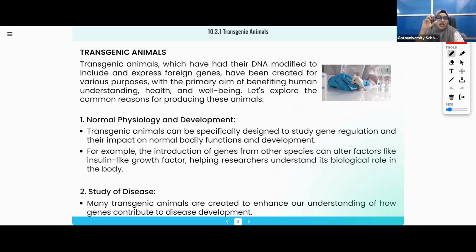Is it clear? So transgenic animals are also very helpful to understand how genes contribute to the development of diseases. So many transgenic animals are created to enhance our understanding of how genes contribute to disease development. Just now I said this point. So today these are playing a very important role because many diseases are emerging nowadays. So for knowing many different human diseases, they have given some diseases also. I'll show you.